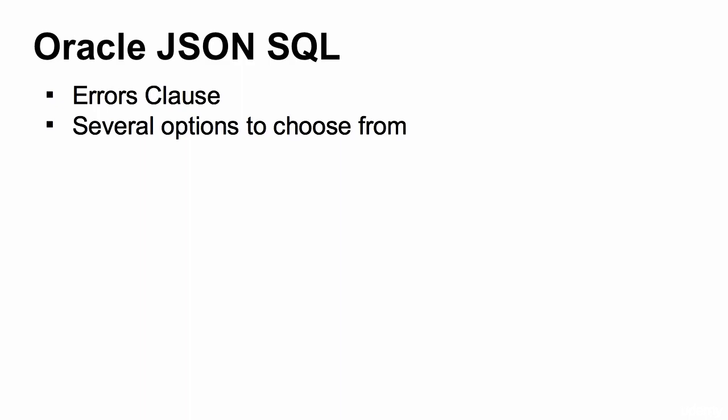The errors clause refers to what Oracle will do when it encounters bad JSON, such as a missing key or a duplicate key, or a value that isn't there that is expected to be there. We can talk about several options available and what would be best for you.